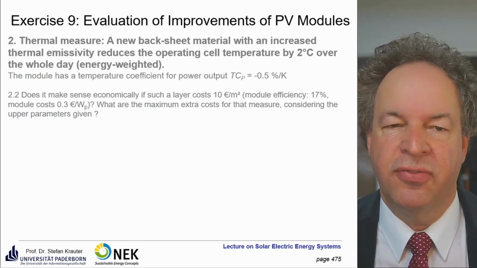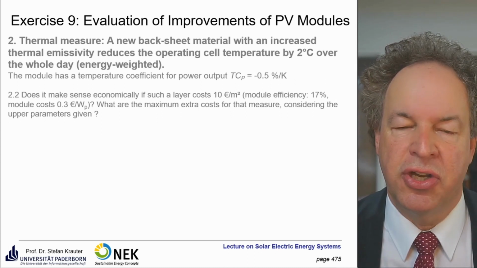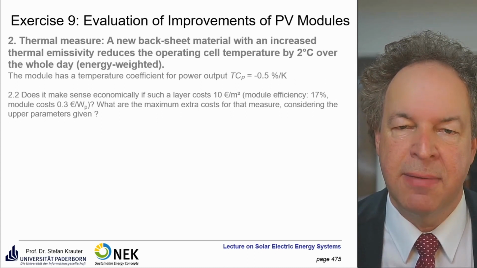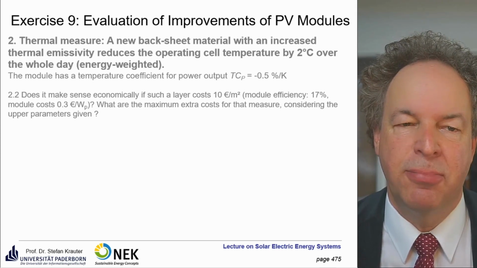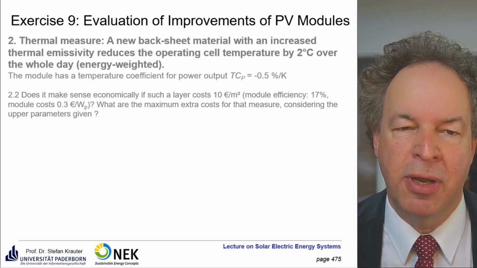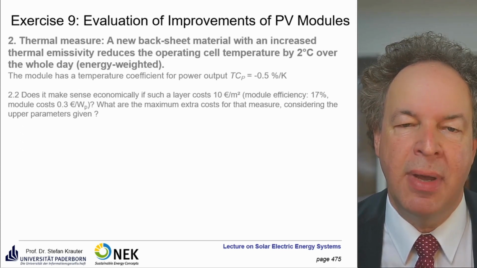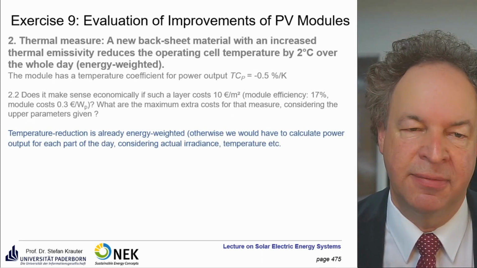Second part of that question is, does it make economic sense if such a layer costs 10 euro per square meter, same price here, and module efficiency also at 17%, module costs at 0.3 euro per watt peak. What are the maximum extra costs for that measure, considering also the upper parameters given?